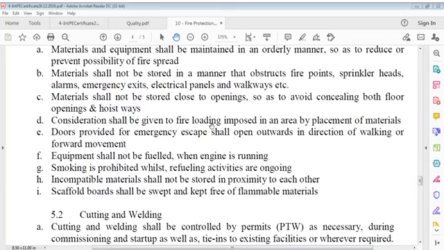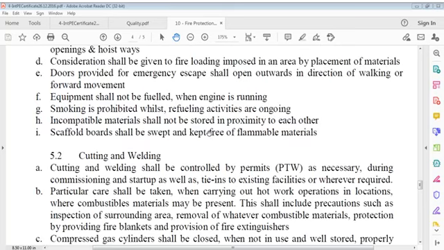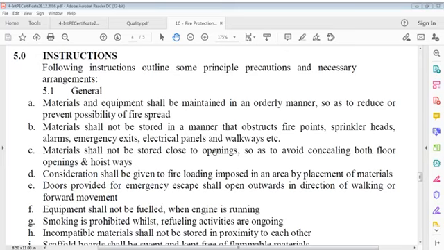Doors provided for emergency escape shall open outwards in direction of walking or forward movement. Equipment shall not be fueled when engine is running. Smoking is prohibited whilst refueling activities are ongoing. Incompatible materials shall not be stored in proximity to each other. Scaffolding boards shall be swept and kept free of flammable materials. Let us repeat.